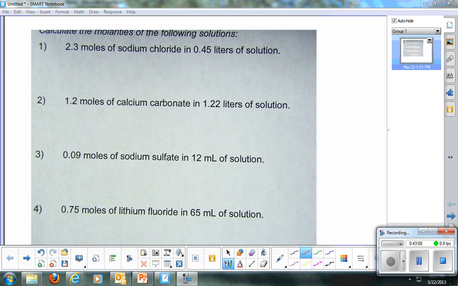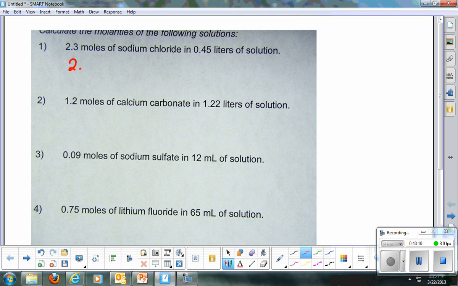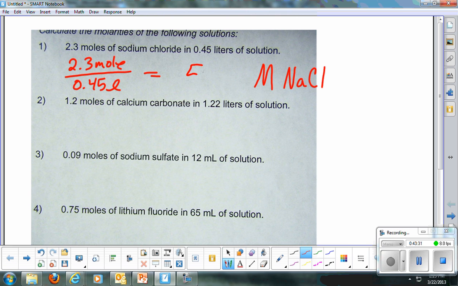So I'm just going moles divided by liters. So 2.3 moles divided by 0.54 liters. Sorry, dyslexic in my talk. Punch it through, and I get my answer in molarity of NaCl. What do we get? 5.1. Done. That's pretty easy, right? Moles divided by liters.